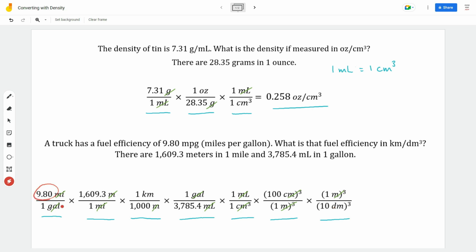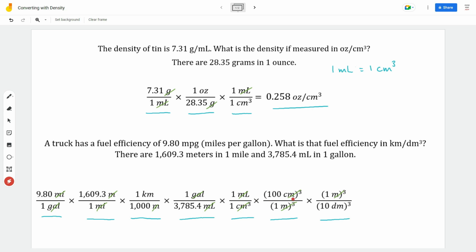So I'm going to take 9.80, I'm going to multiply by 1,609.3, then I'm going to divide by 1,000. Next, I'm going to divide by 3,785.4. Again, this is one that you can put in your calculator, but you don't have to. You're just multiplying by 1.